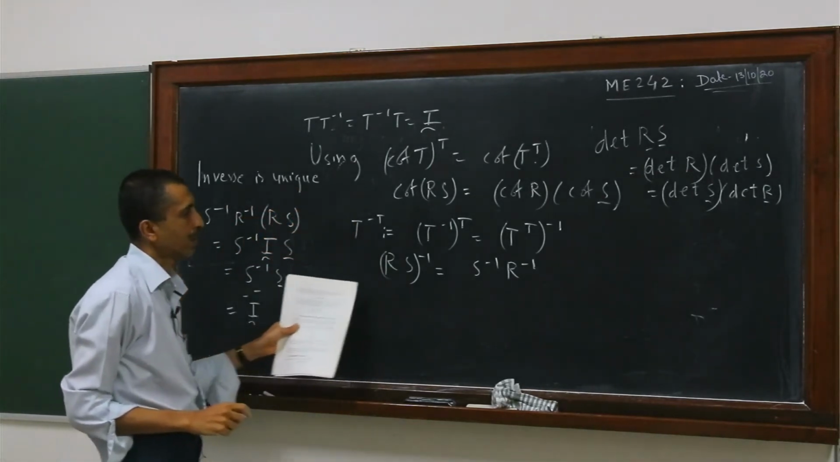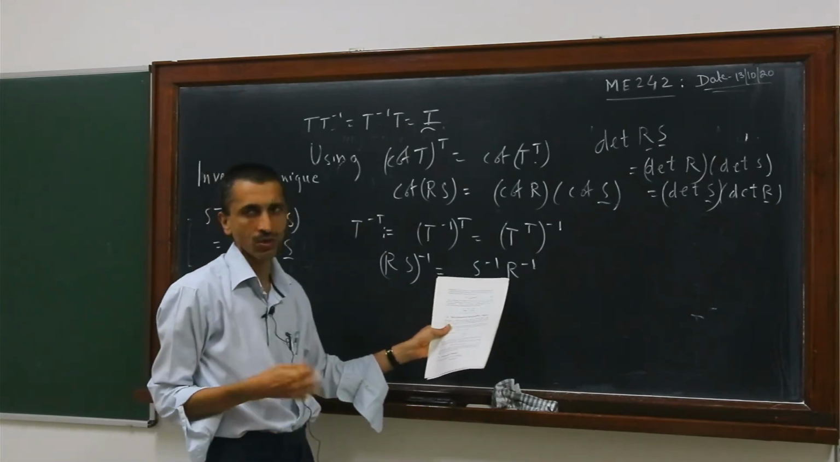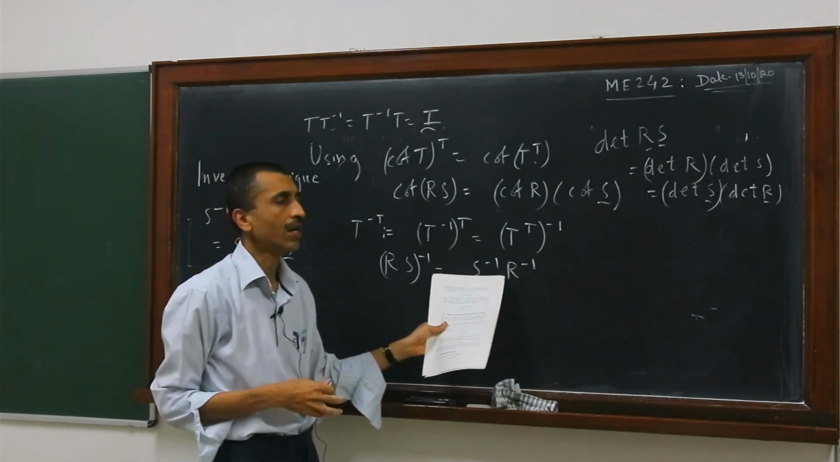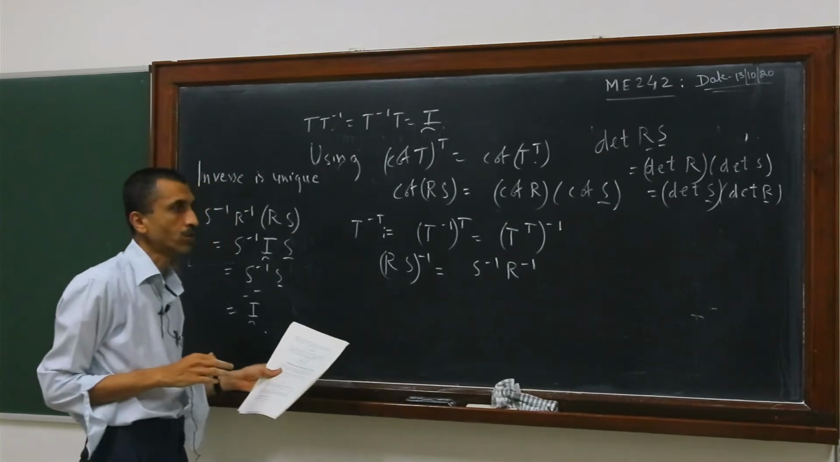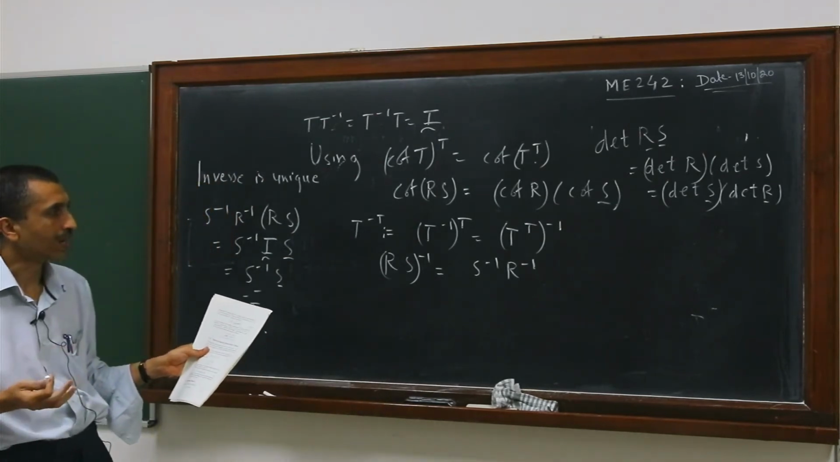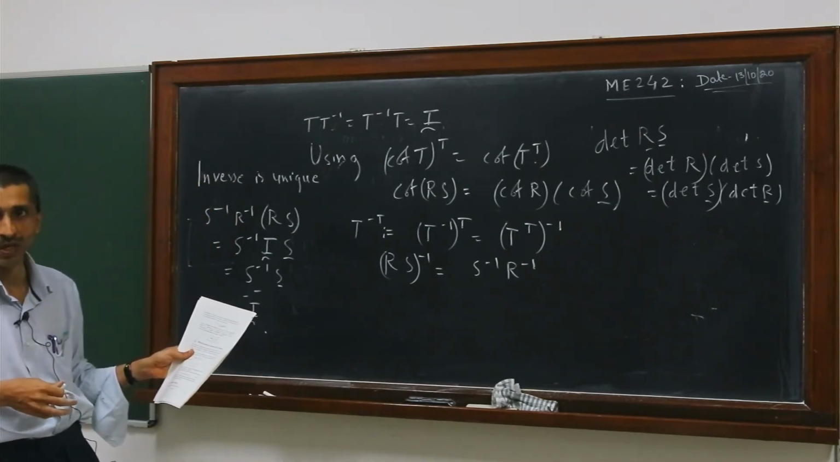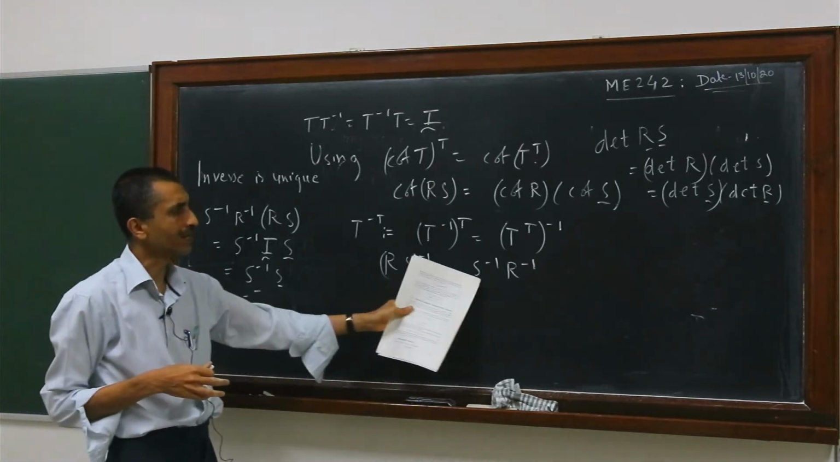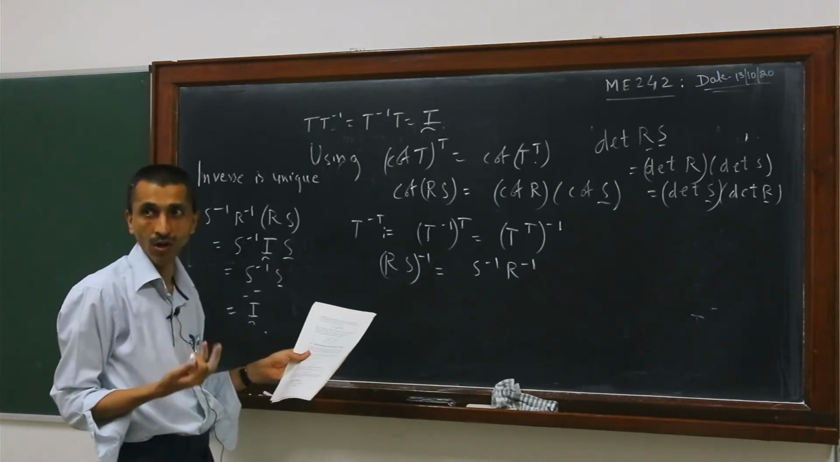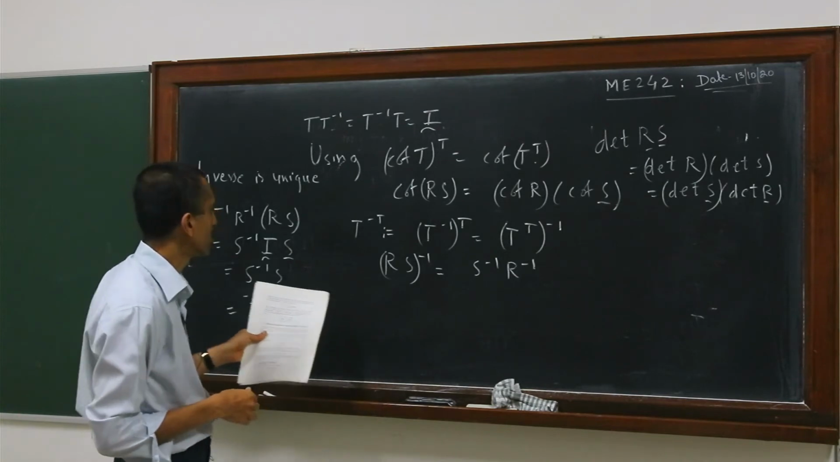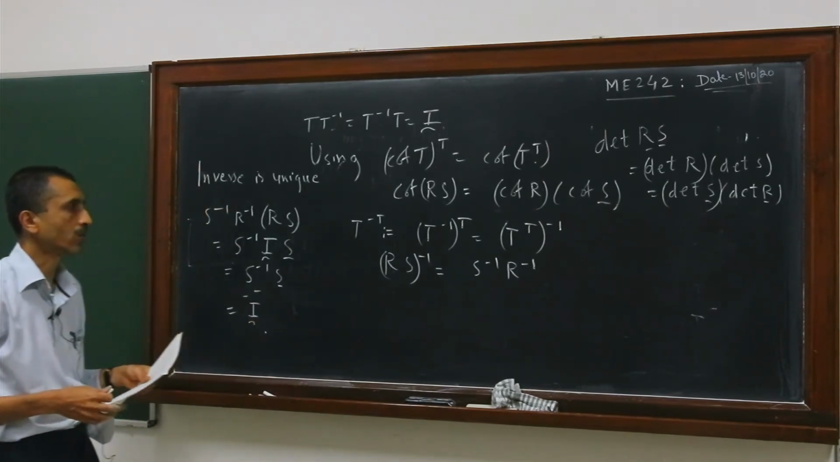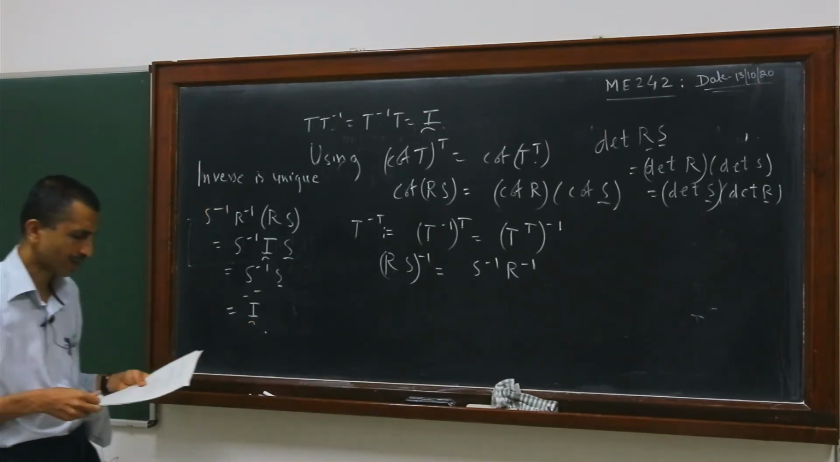So you can use this uniqueness. Suppose you manage to guess. I'm not recommending that you should always guess, as there are more systematic ways of finding the inverse. But in a simple case like this, if you did some guesswork and found an inverse, then just by the uniqueness of the inverse, you don't have to look any further. So this acts as the inverse.